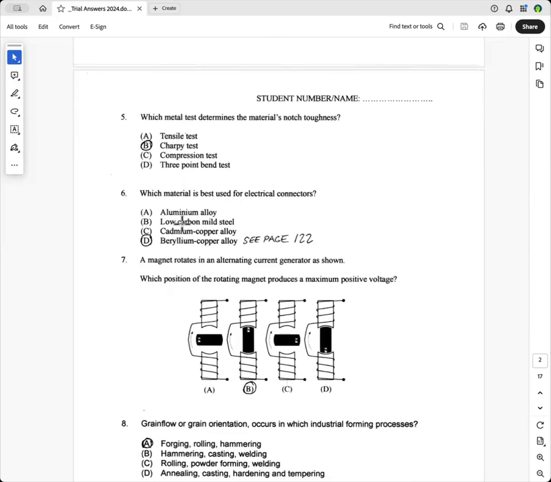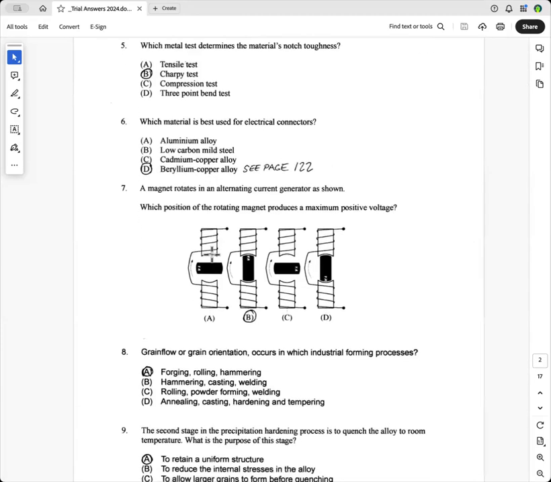Question 6, which material is best used for electrical connectors? Now, this is one of the things that you've just got to learn. This is on page 122 of my book. And I think it's about 0.7% beryllium in copper. And it's an alloy that doesn't spark on contact, and that's why they use beryllium copper.